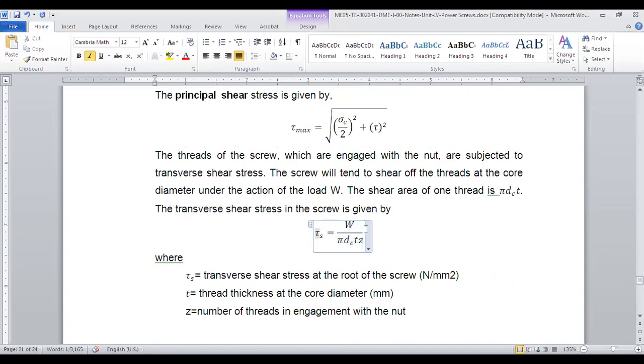So shear stress is equal to the load you are applying, and the load will be opposed by the area pi dc. This is the perimeter of one screw inside. T is your thickness. So this will give you the area of one thread, and Z is the number of threads. Are you getting my point? So the area which is avoiding the shear is pi dc Tz, and the shear stress in case of the screw will be W upon pi dc Tz.